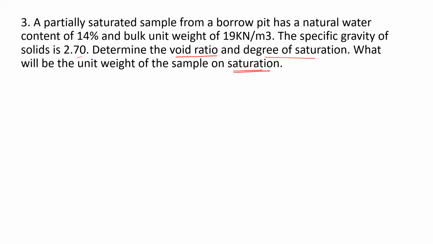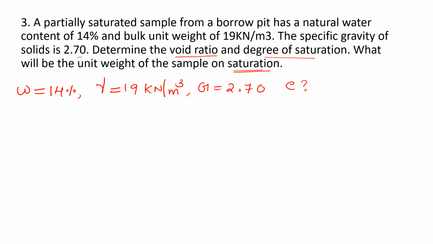So write down the given data. It is given that the natural water content is 14%, the bulk unit weight is 19 kilonewton per meter cube, and specific gravity is 2.70. These data are given. We need to find out e, that is void ratio, S, degree of saturation, and gamma sat. These three values we need to find out. So first step, we need to find out the gamma d value.